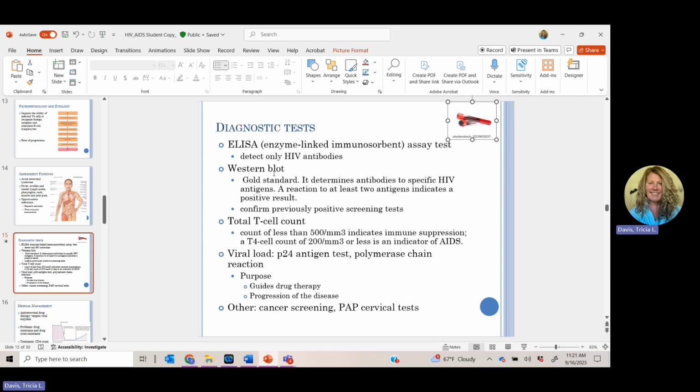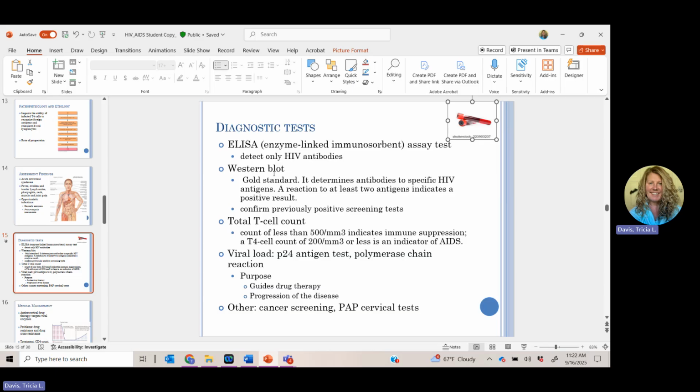This is going to determine the antibodies specific to HIV. If they have a reaction to at least 2 antigens, this is going to tell us that this is a positive result. So this is not the first test that we go to. We'll do these other tests first. There's a couple different ones out there. There's quick ones that you can do at home that involve kind of like a blood sugar test. You can come in and get this ELISA. If you've gotten a positive result from these tests, then that's when you're going to go in and have this Western blot. So this Western blot is going to be that confirmatory test that confirms these previously positive screening tests that we've done.